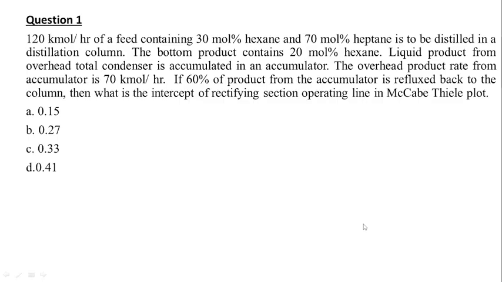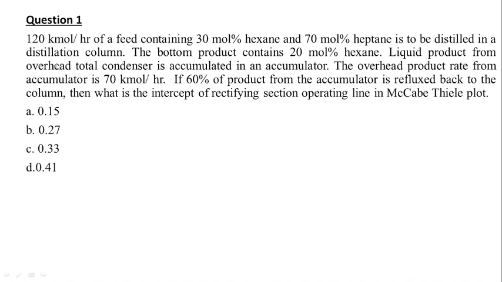So next one is a problem which is based on McCabe-Thiele plot. So here they told that 120 kilomole per hour of feed containing 30 mole percentage hexane and 70 mole percentage heptane is to be distilled in a distillation column. The bottom product contains 20 mole percentage hexane.